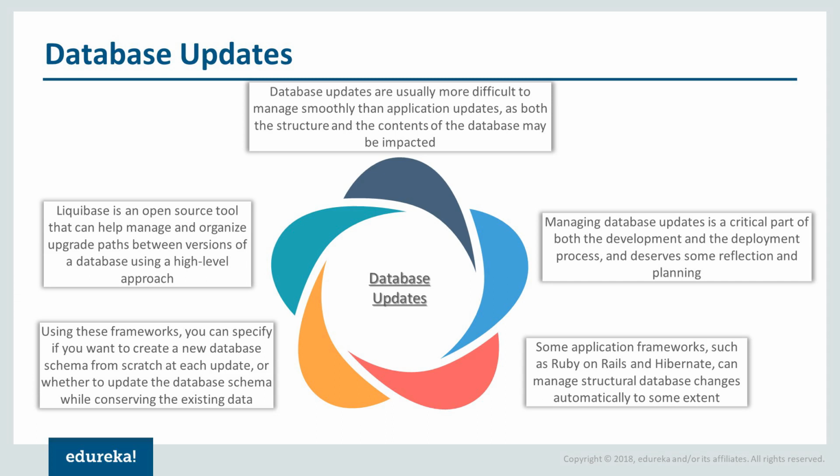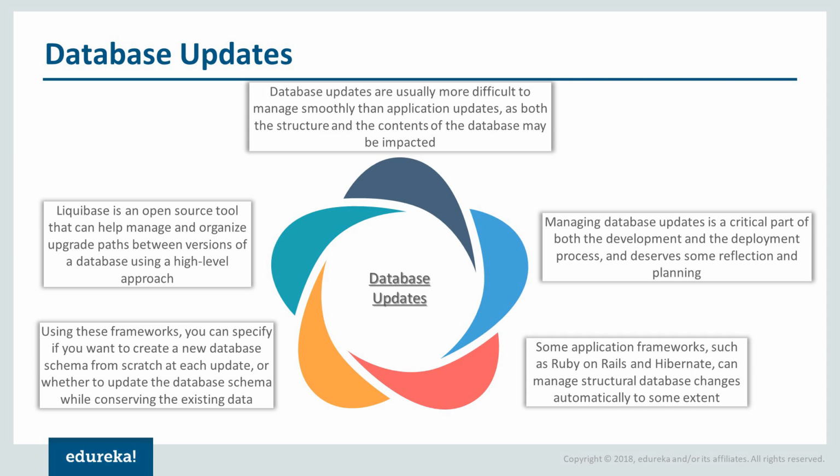Database updates are again one of the crucial parts of doing a deployment, and again, there is a specialized tool set which you can utilize. Liquibase is one of the very popular tools when it comes to deployment automation of databases. It's an open source tool that can help manage and organize upgrade paths between versions of a database using a high-level approach. Database updates are usually more difficult to manage smoothly than application updates, as both the structure and the contents of the database may be impacted. This is especially true if you have some kind of schema changes in your databases. Then it is really important to make sure that you are doing things in the right way.